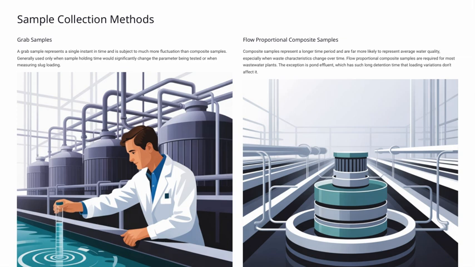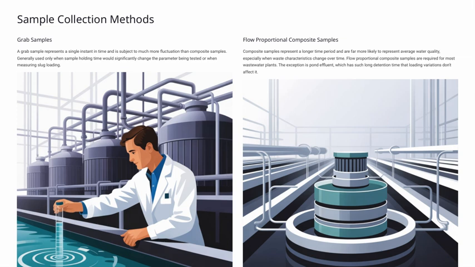On the other hand, we have flow proportional composite samples. These are collected over a longer period, which means they tend to give a more representative picture of the water quality on average. This is particularly important when waste characteristics are changing throughout the day or week. For most wastewater treatment plants, flow proportional composite sampling is the standard approach because it accounts for variations in flow and load. The exception to this is pond effluent, where the detention time is so long that fluctuations don't significantly impact the overall loading measurements.